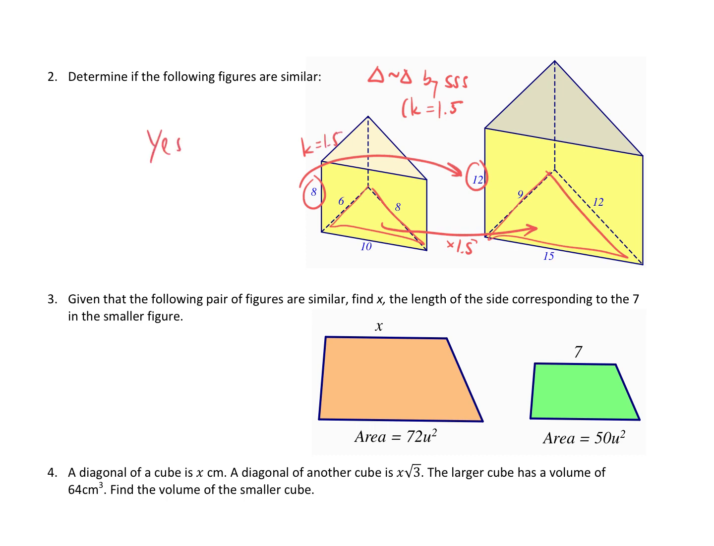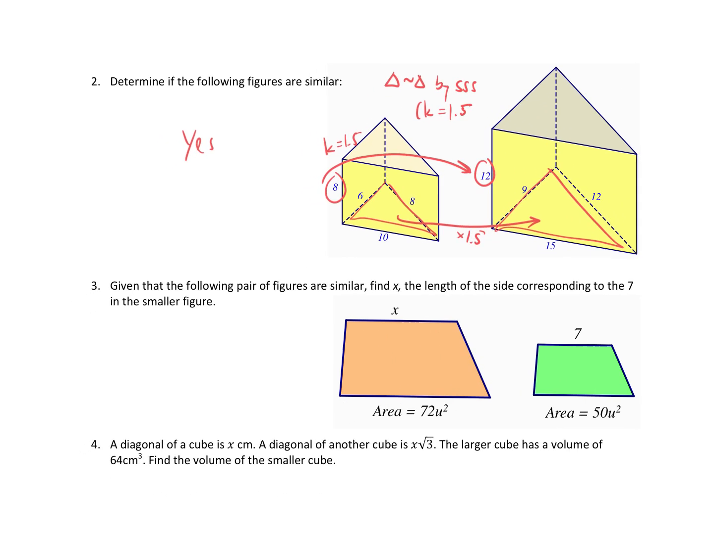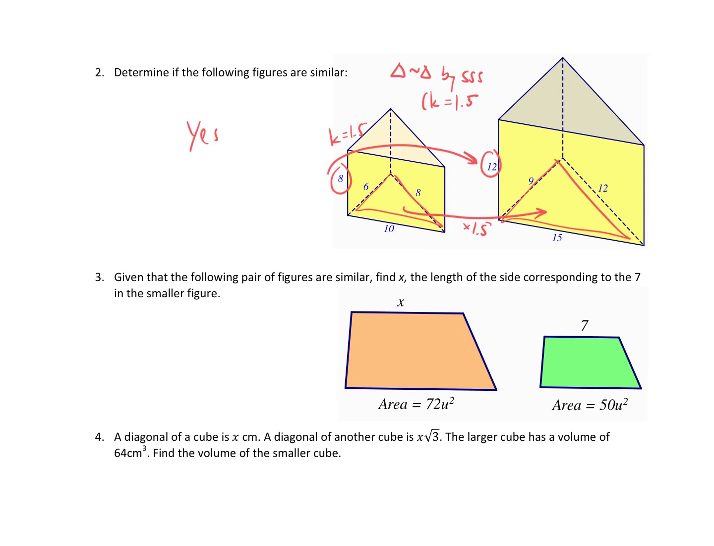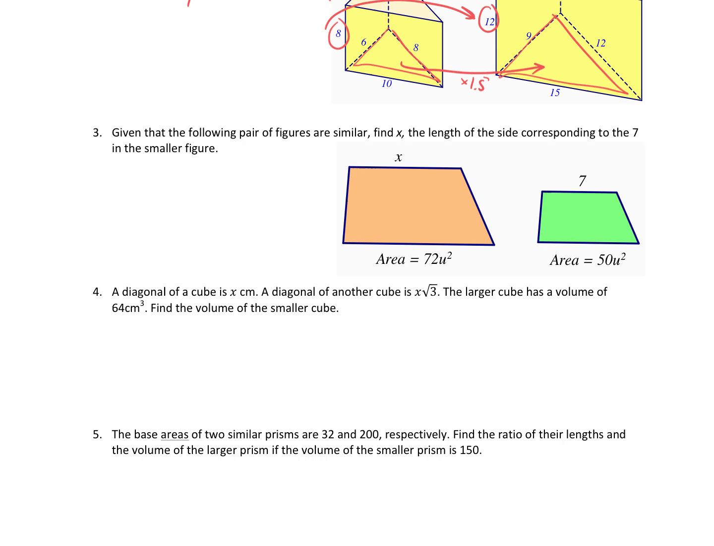So I'm just going to say yes. It's side, side, side, and actually it's 9 sides. All 9 sides are in the same ratio. And if we're led to believe that they are both right prisms, then all the angles would be the same. So I'm going fast with that one because determining if things are similar is really not a central concept of this unit.